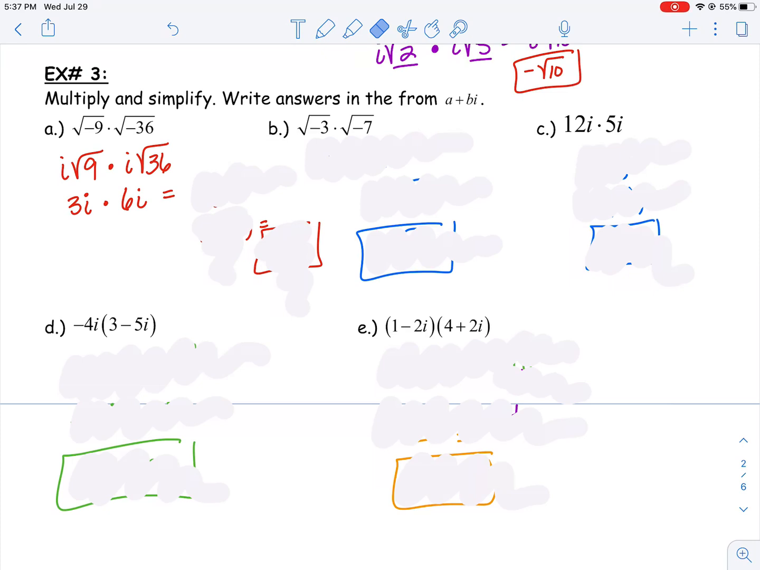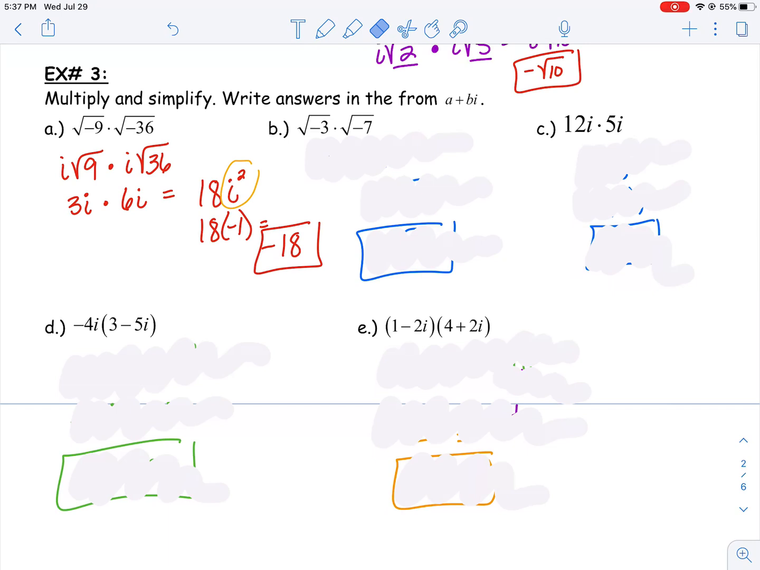Just like when I had variables, 3x times 6x is really 18x squared, well, 3i times 6i is really 18 times i squared. Oh, but remember that i squared? Now that i squared means something, remember? That i squared is really equivalent to negative 1. So I really have the problem 18 times negative 1, which is really negative 18. We would have gotten a different answer if we forgot about those negatives.